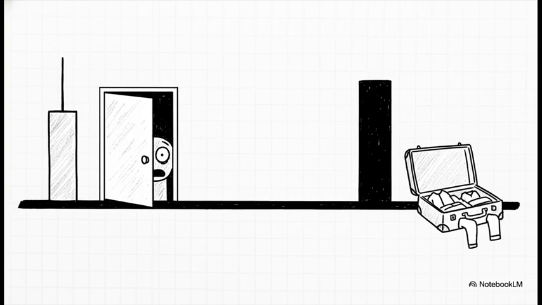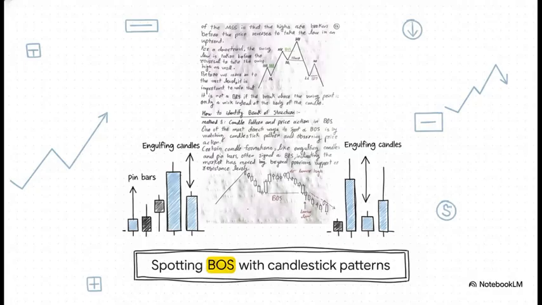It's a huge difference. And one of the absolute best, most direct ways to spot that break of structure is by watching for very specific candlestick formations. Engulfing candles. That's where one candle's body just completely swallows the previous one, and pin bars. These are incredibly high probability signals. They're basically flashing neon signs telling us, hey, the market has definitively moved past the old support or resistance.